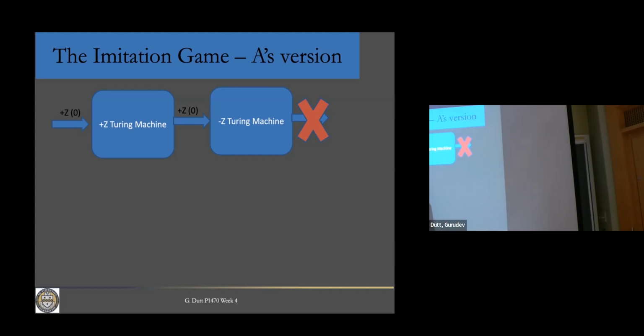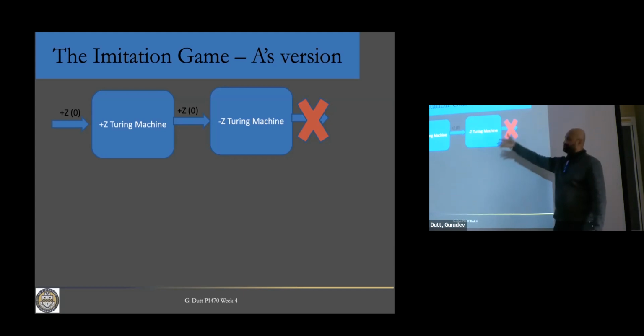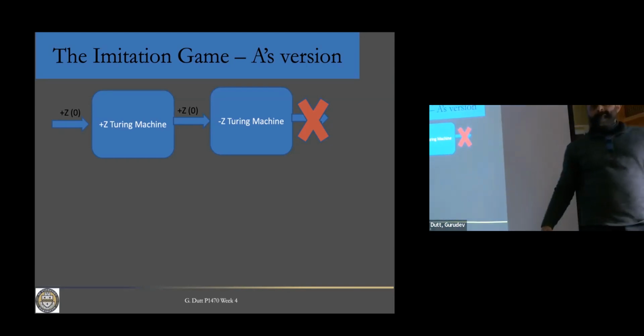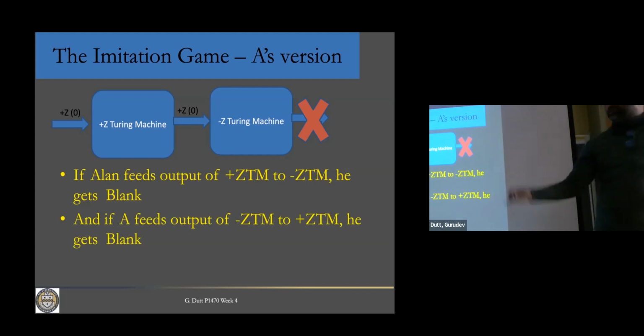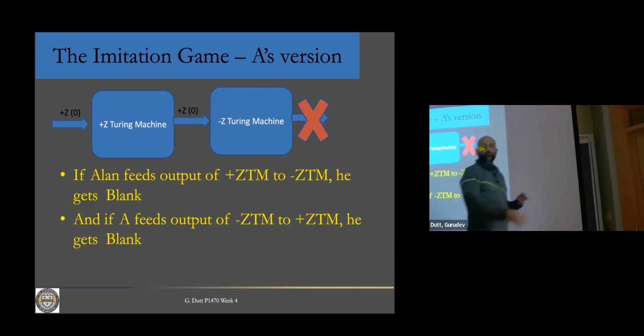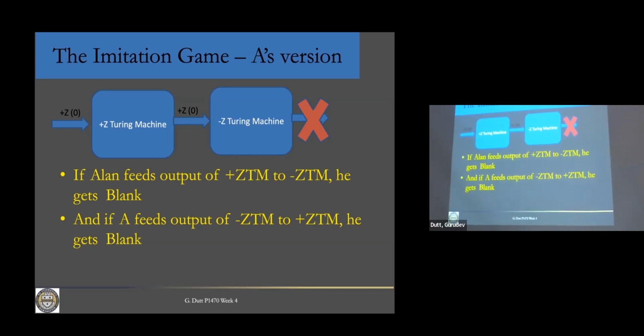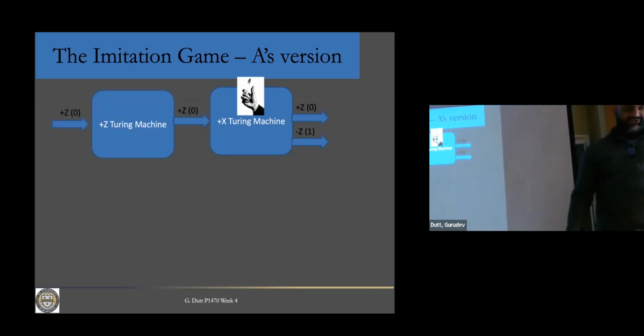If I send a 0 into a plus Z Turing machine, I get a 0. Then if I send that to a minus Z Turing machine, I get nothing. So my probability of observing a 1, if I send a 0 into a plus Z and a minus Z Turing machine, is 0. Okay, so far so good? And of course, if I interchanged the minus Z with the plus Z and sent in a 1 state, everything would be the same, and you'd still get a blank. So the plus Z and minus Z act like blocks or filters of these states, 1 and 0.